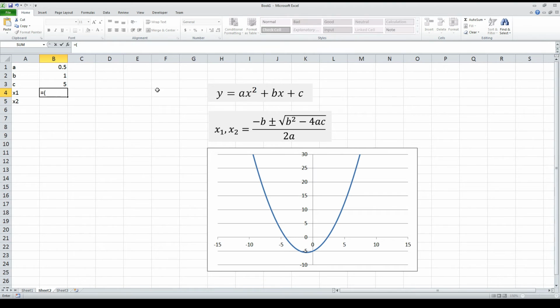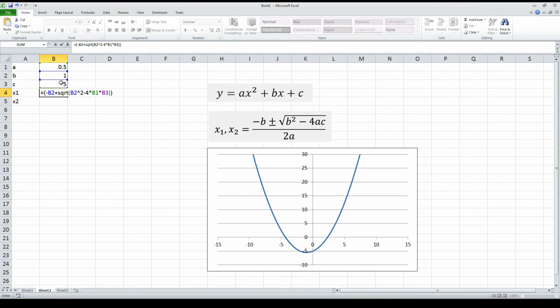I've got to put a bracket in because everything on the top row is divided by 2a. So we've got minus b, so cell B2 is our b value, plus the square root, so we can use a function inside of a formula as well. It doesn't have to be the sole part of a formula. So plus the square root of b2 squared minus 4 multiplied by a multiplied by c. And so close brackets for the square root, then close brackets for the whole thing.